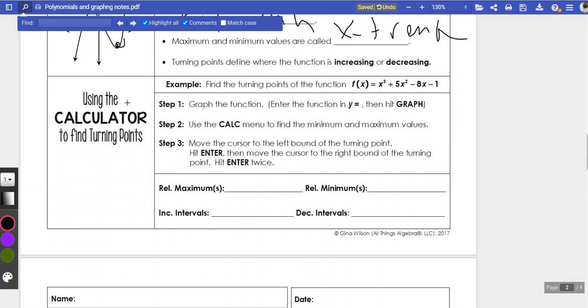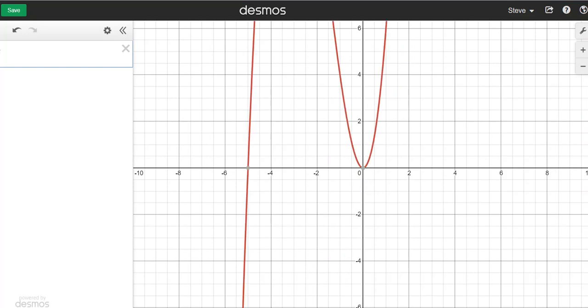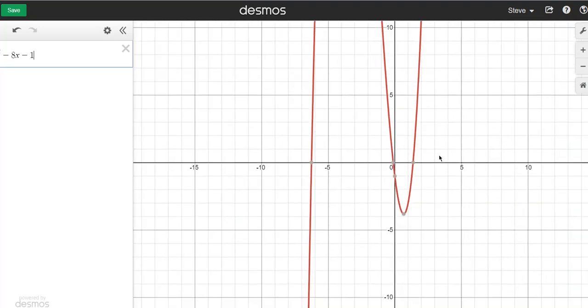Now, this part, using the calculator to find turning points: realistically, if we were in a non-pandemic or were using the graphing calculators, we could do this, but I will show you how to do it using Desmos. The first thing you want to do is open up Desmos. I'm just going to punch in y equals x to the third power, and I know it's cut off a little bit in the video, but you can just type it in, plus 5x squared minus 8x minus 1.